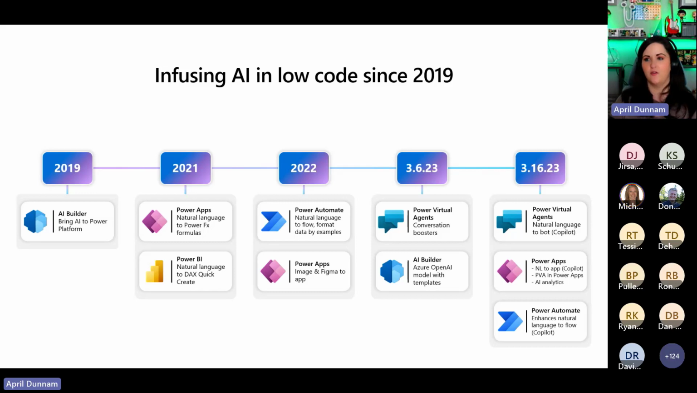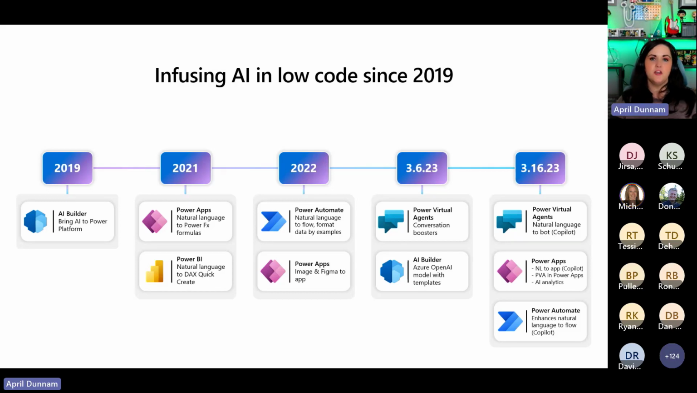And then most recently, which we've all probably seen the buzz about in the news over the past month, starting in March, we saw a handful of innovations come in the realm of AI to the Power Platform, making it that much easier to get started. For Power Virtual Agents, we saw conversation boosters. We have a new Azure OpenAI model with templates for AI Builder. We have Copilots. We're in the era of Copilots, I guess. We have that for Microsoft 365, we have Security Copilots, we have GitHub Copilots. And now we have Copilots for Power Apps and coming to Power Automate and Power Virtual Agents.